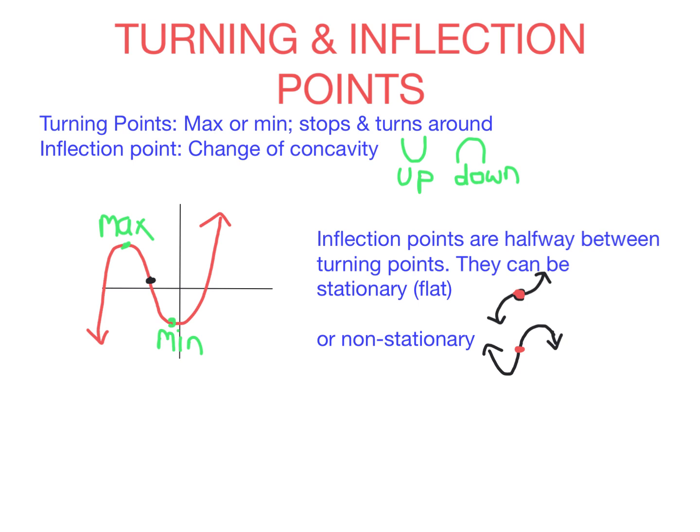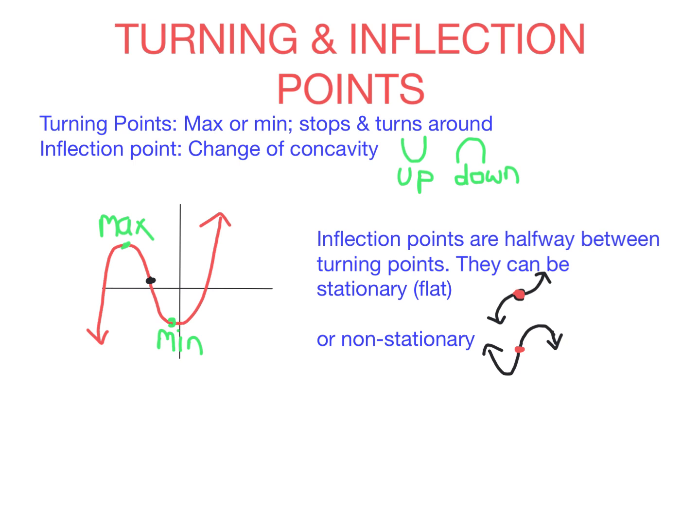Inflection points, as I've discussed before, signal a change in concavity. It's where a graph goes from being concave up to concave down or vice versa. Here is an example of a stationary point. The graph goes from being concave down, frowny face, to concave up, which is a smiley face. Inflection points are always halfway between turning points, so we could find this point easily if we knew the coordinates of the turning points.